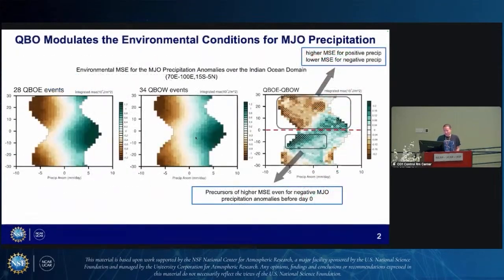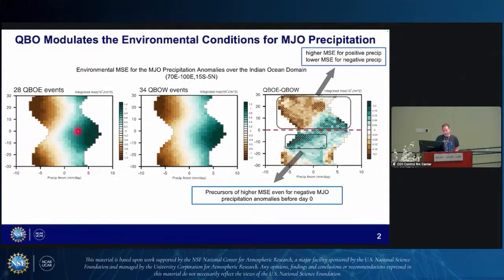So it turns out, if you look deeper into the QBO's modulation on the MJO, you will find the QBO not only modulates the MJO propagation and amplitude, it also modulates the environmental conditions for the MJO convection to happen. So here, this diagram is showing you the environmental moist static energy anomalies for the MJO precipitation anomalies on the x-axis, and at different days of the MJO as listed on the y-axis, and day 0 is when the MJO convection is over the Indian Ocean region.